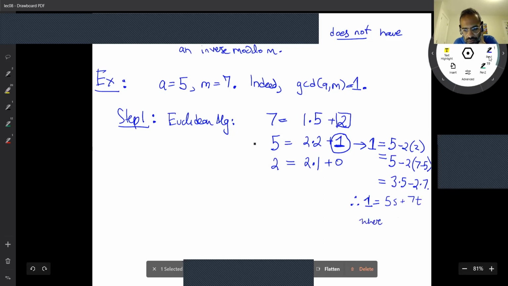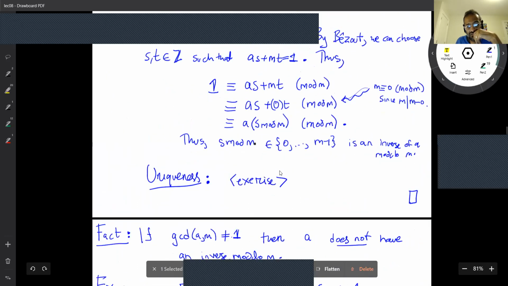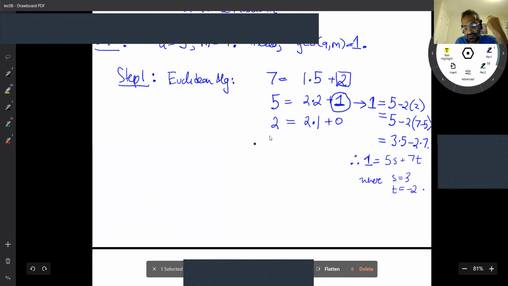Where S equals 3 and T equals minus 2. So now, according to the proof of this theorem, the inverse is just S modulo M. So the inverse is just 3. So therefore, the inverse of 5.